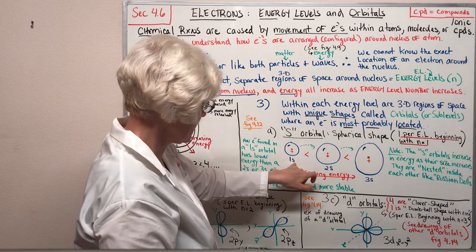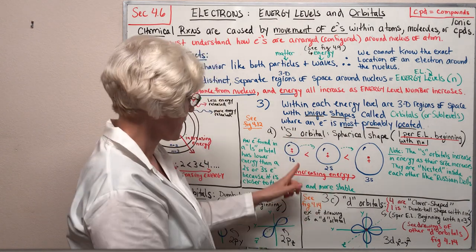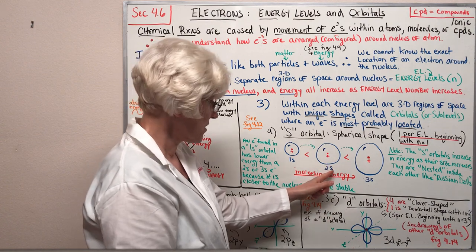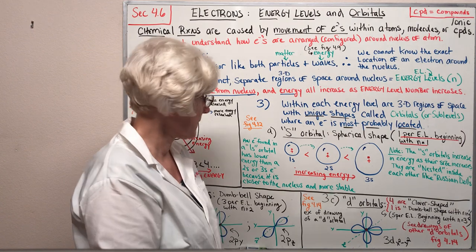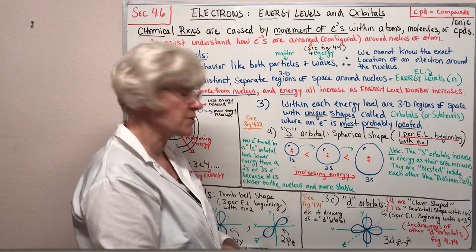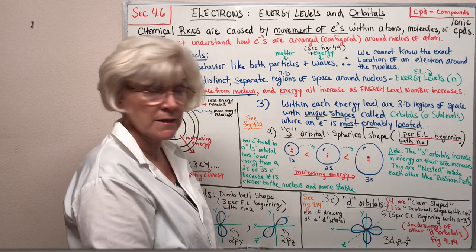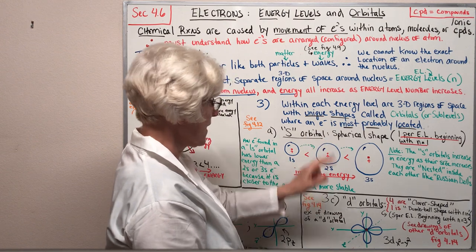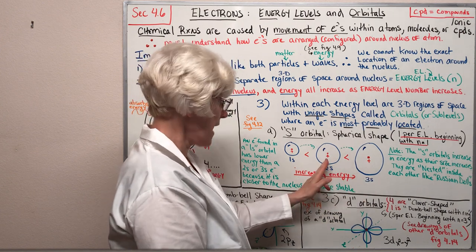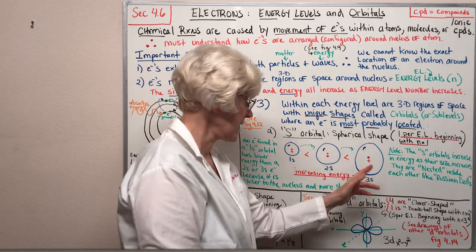The 1s orbital is the s orbital found in the first energy level, which is smallest in size. So the 1s orbital is smaller in size than the 2s orbital, which is the s orbital in the second energy level. Because the 1s orbital is smaller in size, the electron is more likely to be closer to the nucleus, and it is a lower energy orbital than the 2s orbital, which in turn is smaller in size than the 3s orbital, the s orbital in the third energy level. So an electron in a 2s orbital would be in a lower energy state than an electron in a 3s orbital.